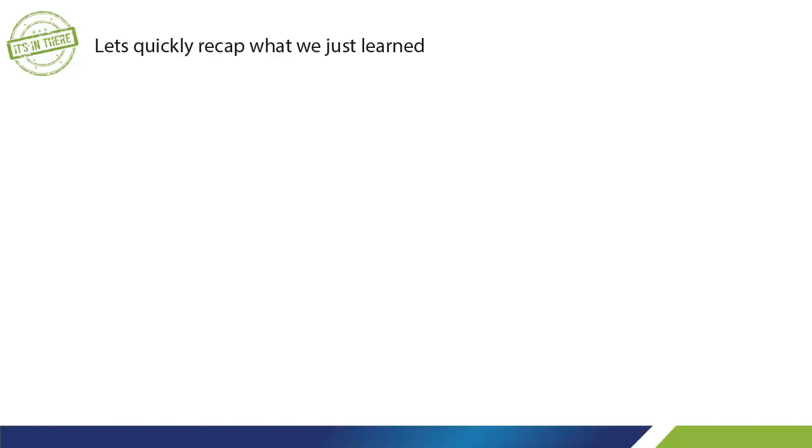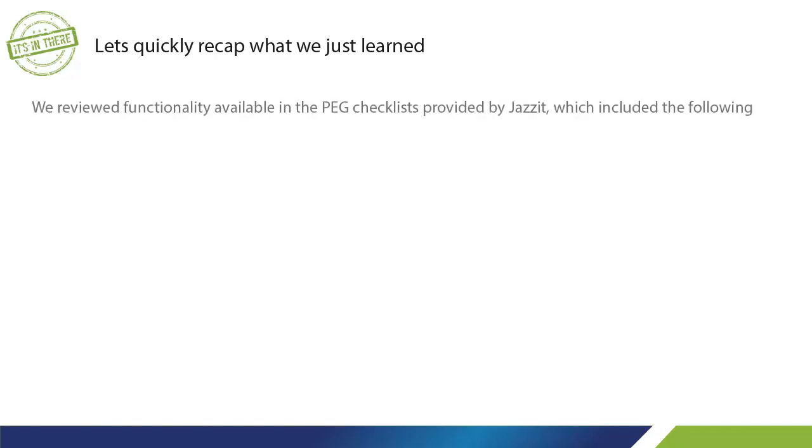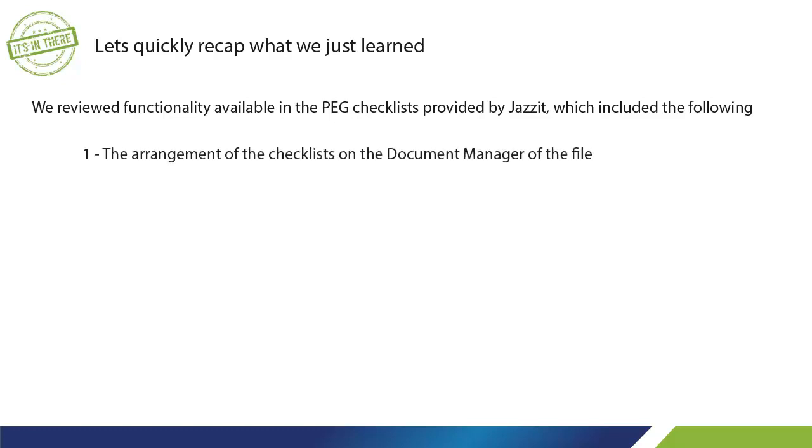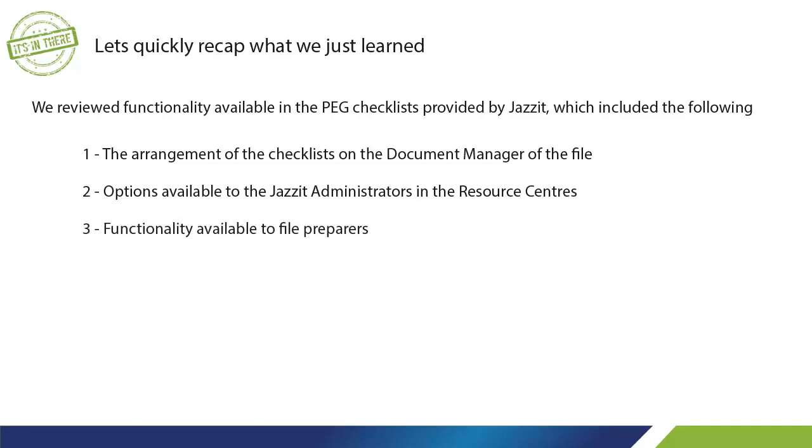Let's quickly recap what we just learned. We reviewed the functionality available in the PEG checklist provided by Jazzit, which included the following: the arrangement of the checklists on the document manager of the file, options available to the Jazzit administrators in the resource centers, functionality available to file preparers, digital letterhead options, and materiality options.